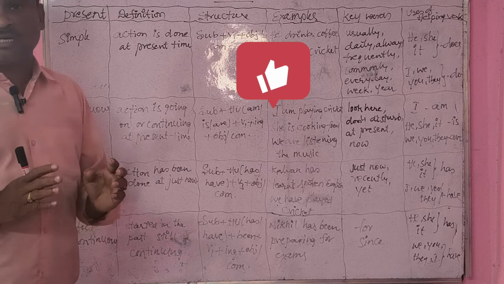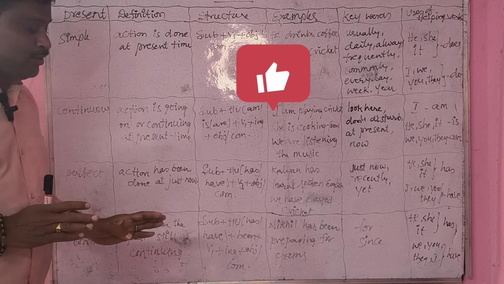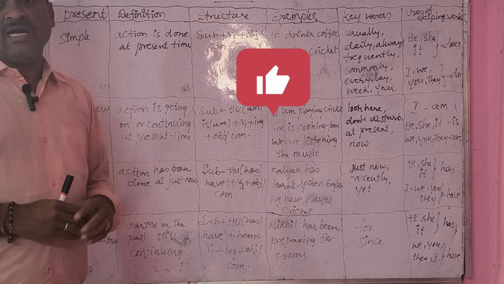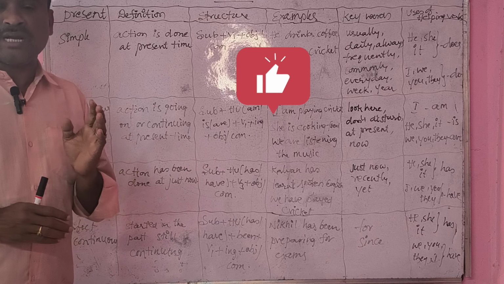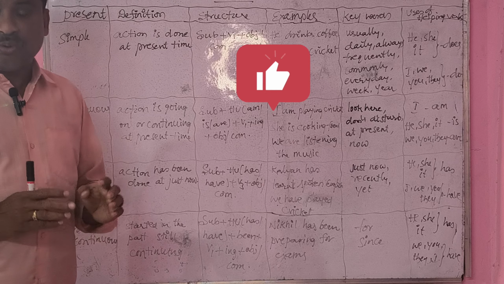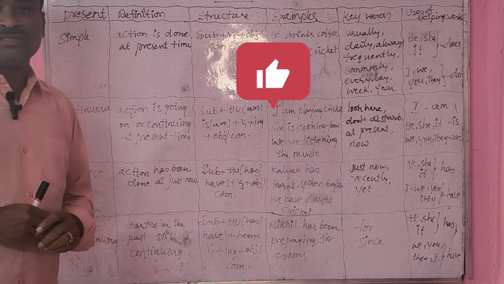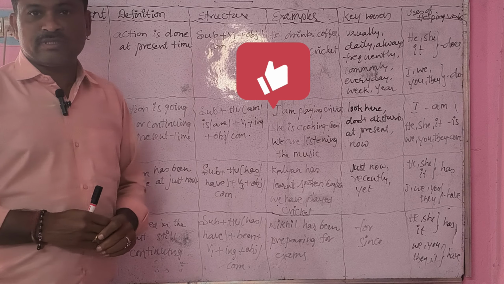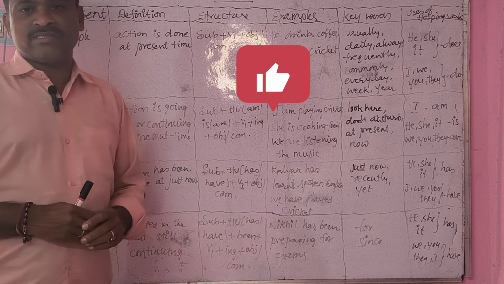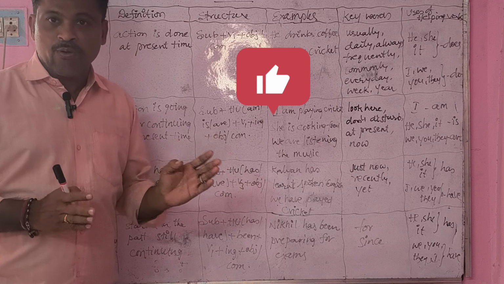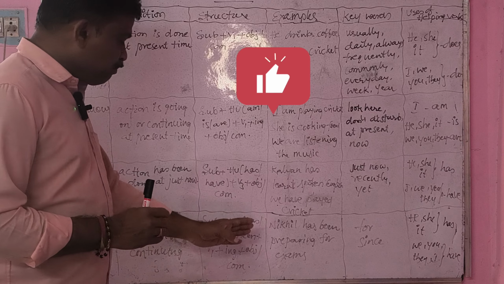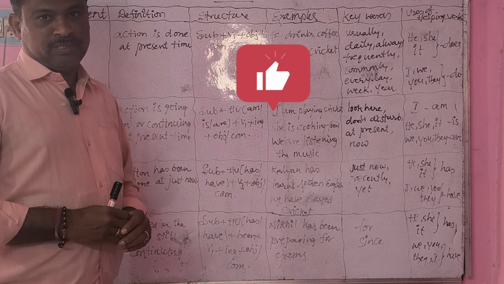Again, next one is the present perfect continuous tense. What is the present perfect continuous tense? The definition: the verb started in the past and is still going on or continuing at the present time. It's called the present perfect continuous tense. See the structure of the present perfect continuous tense: subject plus helping verb has or have plus been plus V1 plus ing plus object or complement.